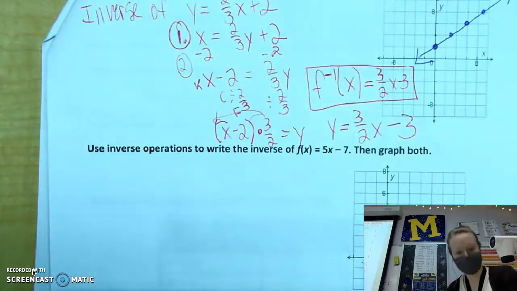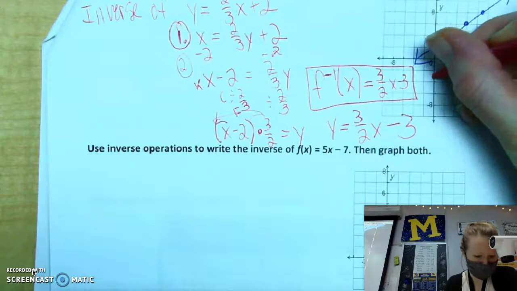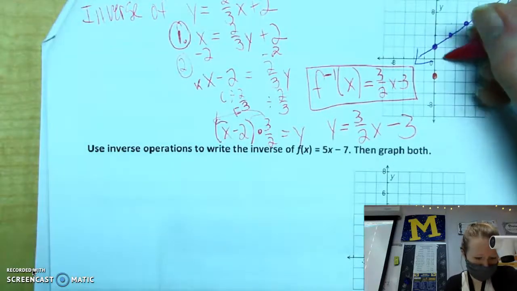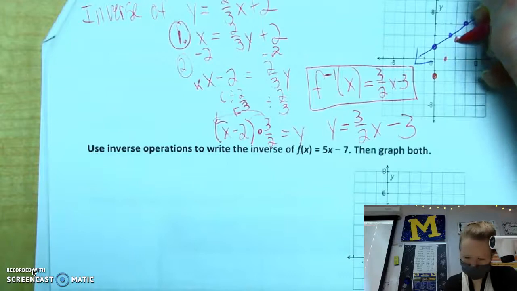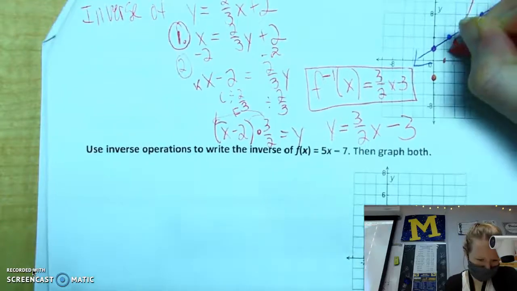So if I were to graph this inverse function, you're going to see a y-intercept of -3, and I'm going up 3 over 2. Up 3 over 2. Up 3 over 2. And we're going to draw a line.